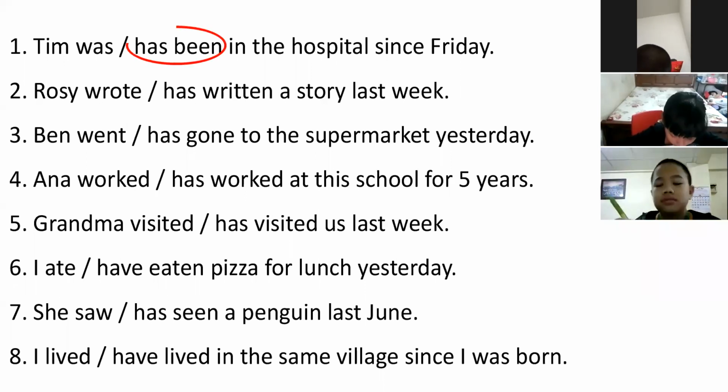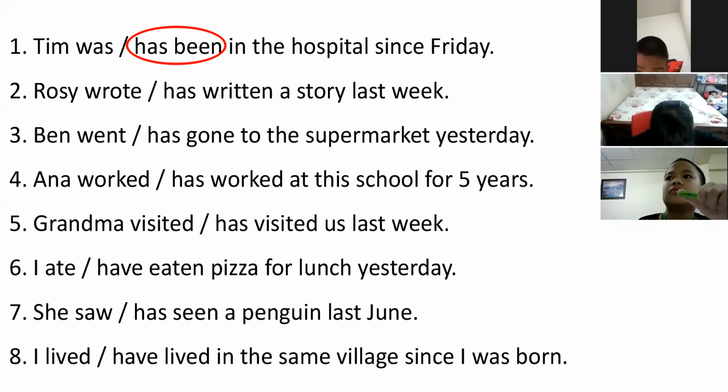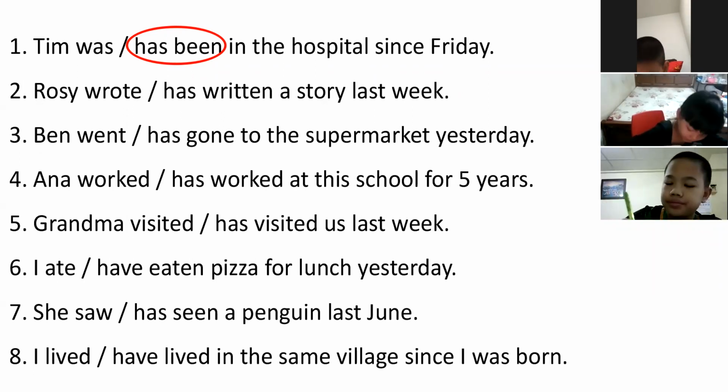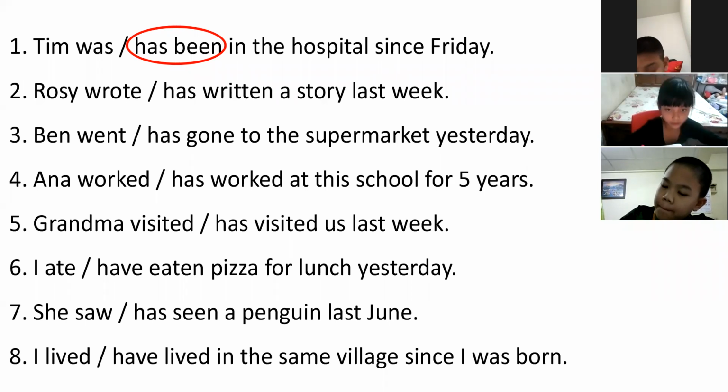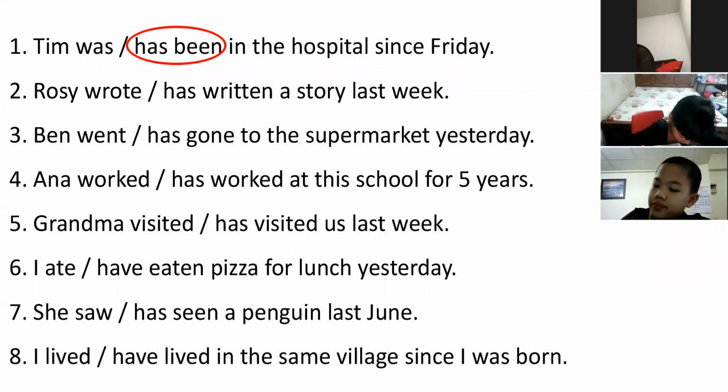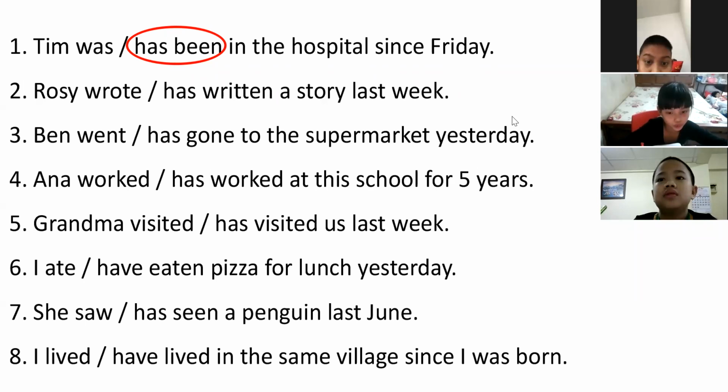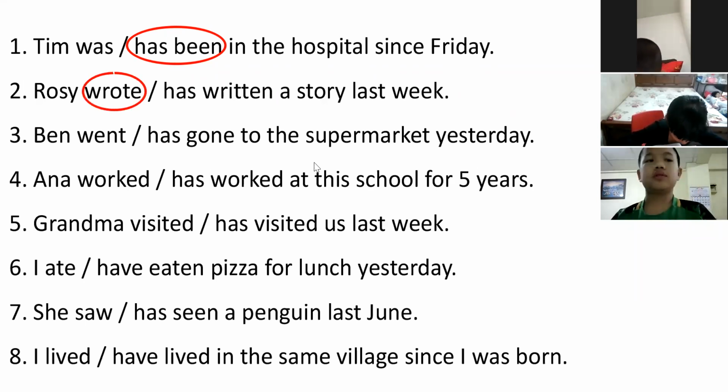Number two, Rosie has written a story last week, meaning the action already happened. But are we going to use wrote or has written? The action wrote is already happened and wrote. It's not happening right now. Wrote. Very good. Next, Ben went, has gone to the supermarket yesterday.